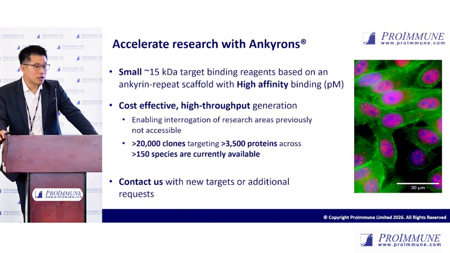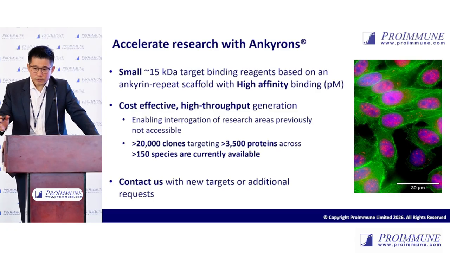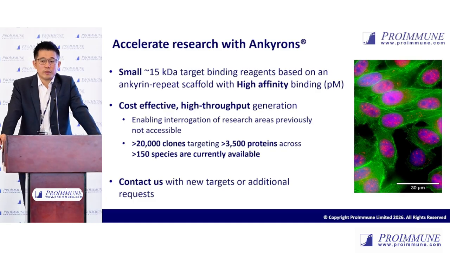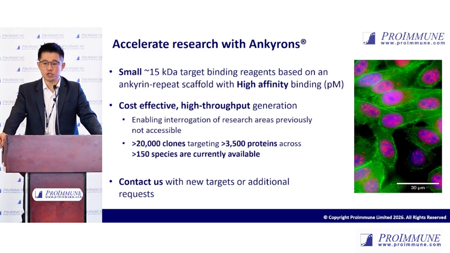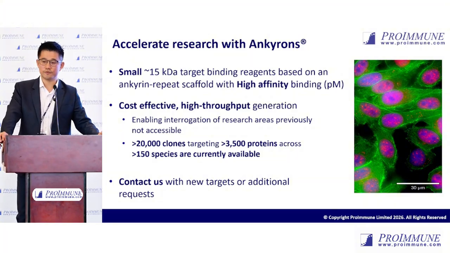So right now, as I already mentioned, the catalog that we have has over 20,000 clones identified across 3,500 proteins, across more than 150 species. So if you have any targets that you are interested in, feel free to reach out to us, because what we really want to do is better understand what targets researchers are interested in, so that we can look into that and expand the catalog, and once the tools are available, we can let you know, and then you can further use the reagent to better understand the biology or pathway of the protein that you are interested to work with.